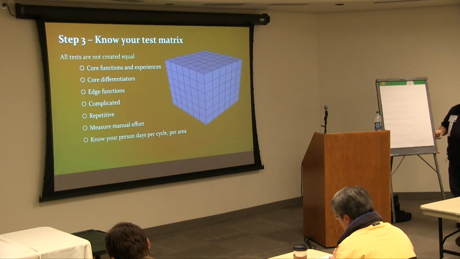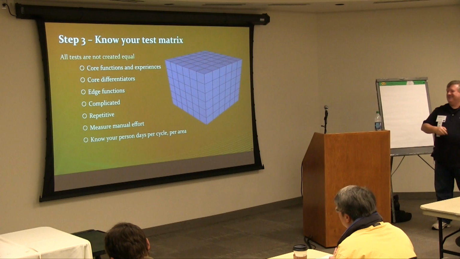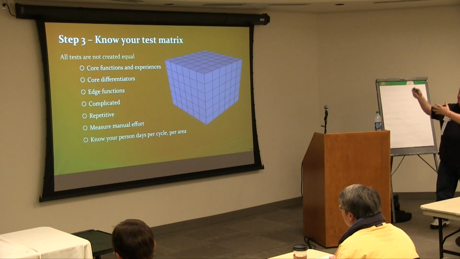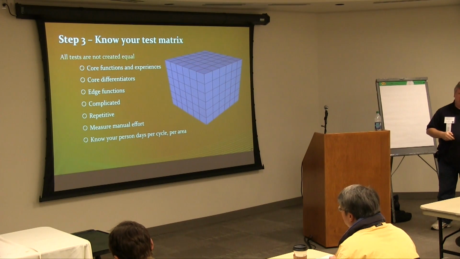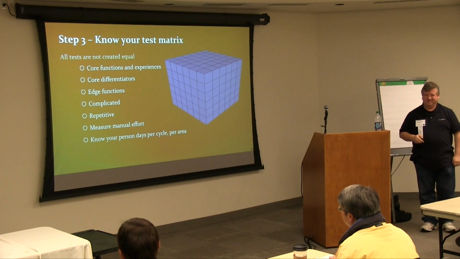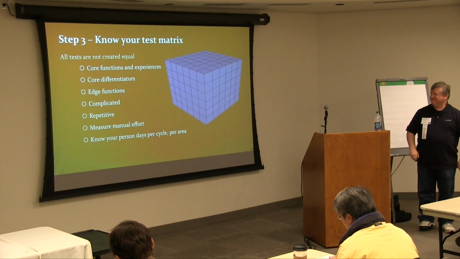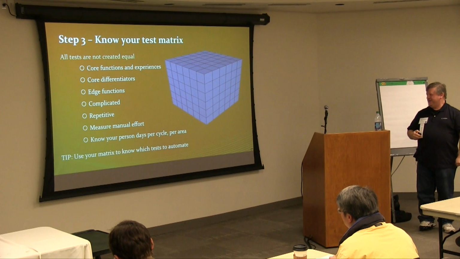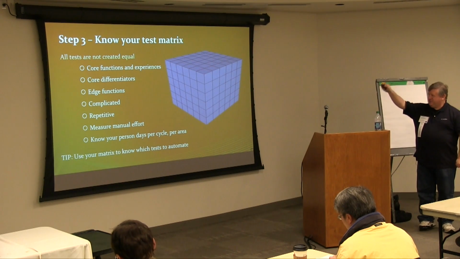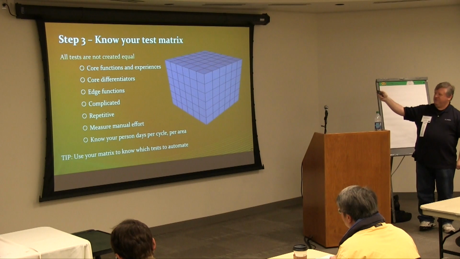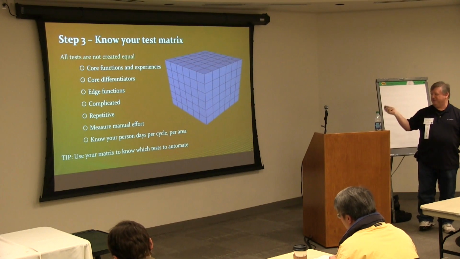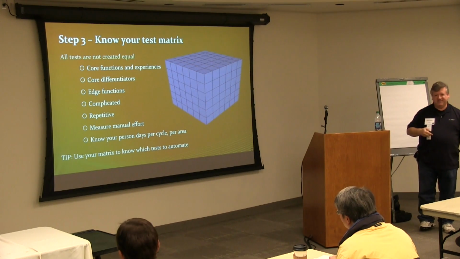And if you know how many person days per cycle per area it takes, that's also part of building out your test matrix and knowing how long different parts of your testing are taking. And your tip here: use this matrix once you've filled it out to know which are your core tests, how much time they're taking, which are repetitive, and which are manual, to decide which tests you can work on automating.